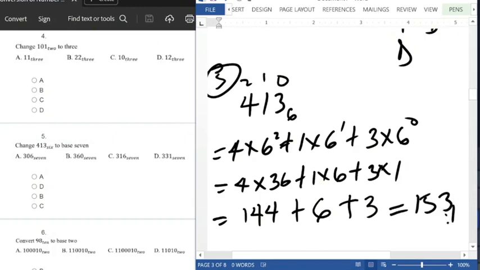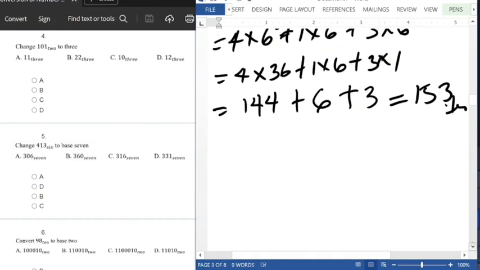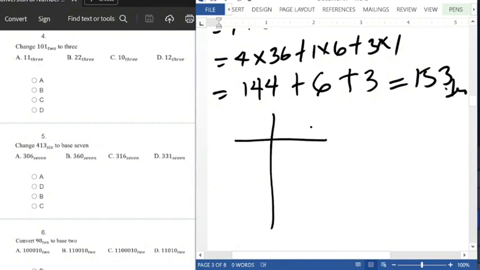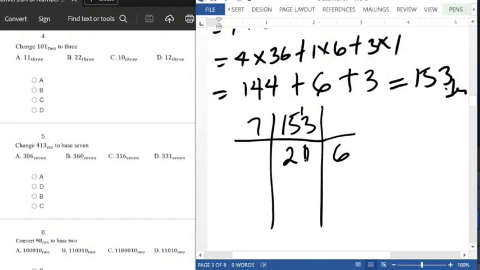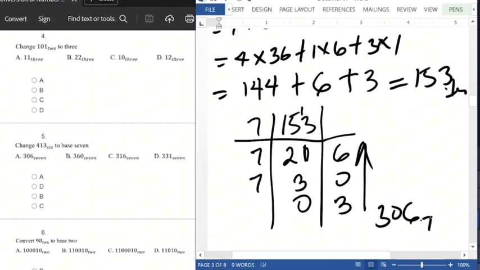153 base 10. So this is not where we're going. We're going to base 7, right? So in that case, we convert this to base 7. So 153 to base 7 now. 7 in 15 is 2. You carry 1. Remainder 1 and 13. 7 in 13 is 1, remainder 6. So 7 in 21 is 3, remainder 0. And 7 in 3 is 0, remainder 3. So the answer is 306 base 7. That is option A. So we'll move to question number 6 now.